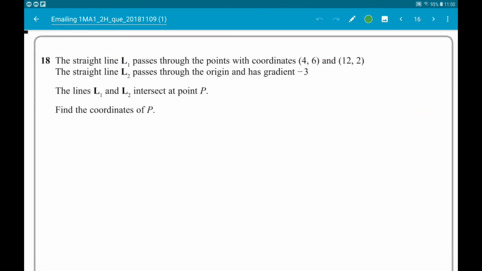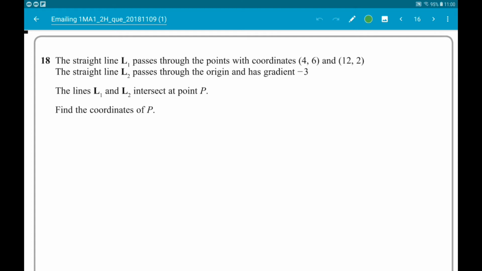Okay, number 18, more straight line fun. So again, my playlist is down below. So the straight line L1 passes through the points with coordinates (4, 6) and (12, 2). The line L2 passes through the origin, so (0, 0), and has gradient minus 3. The lines L1 and L2 intersect, so meet at point P. We want to find the coordinates of P.